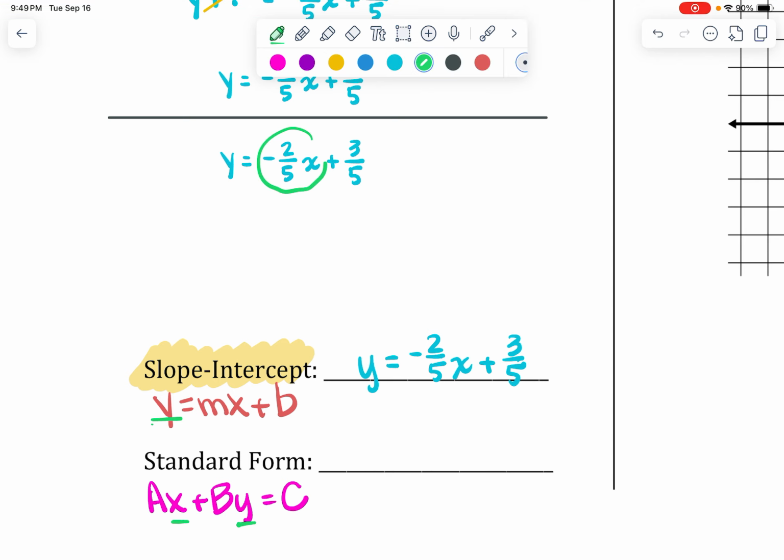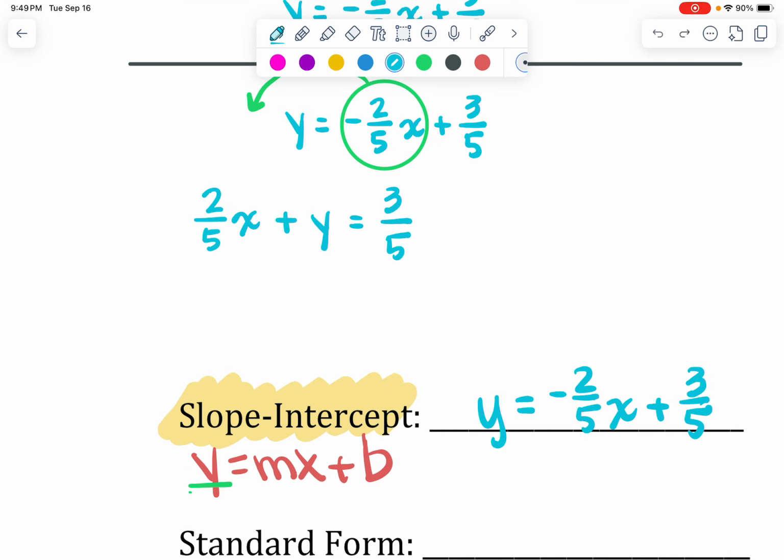So I'm going to take this negative 2/5 x, or minus 2/5 x. He's technically a subtractor. And I'm going to bring him over here. But remember, I just can't put a negative 2/5 x on the other side. If I hop over an equal sign, my term has to change sign. So he's going to become a positive 2/5 x when I move him to the other side. And then, of course, my y is positive, and my 3/5 is positive, that's left over there.